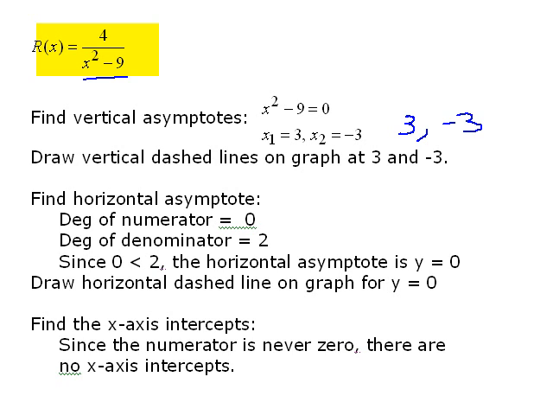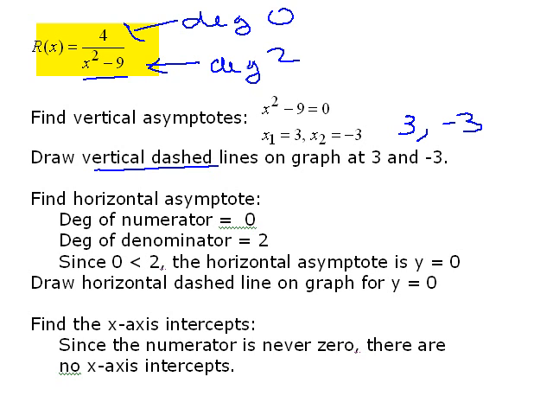Alright, so now you found the vertical asymptotes and you drew vertical dashed lines on the graph. Now find the horizontal asymptote. To find that, look at the degree of the numerator. In this case it's just a 4, so its degree is 0. And look at the degree of the denominator, and that's of degree 2, and compare them. Since the degree of the numerator is less than the degree of the denominator, the horizontal asymptote is y equals 0. So you can draw a horizontal dashed line on the graph for y equals 0, which is, of course, just on the x-axis.